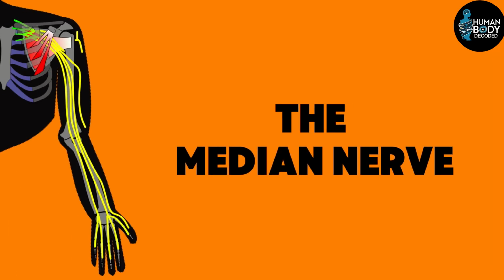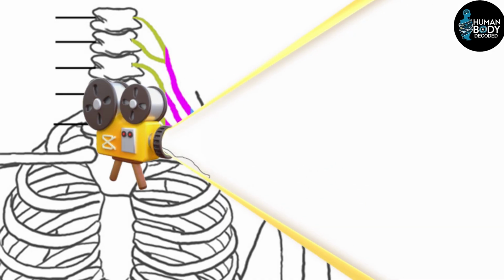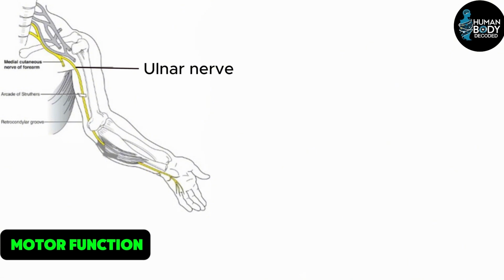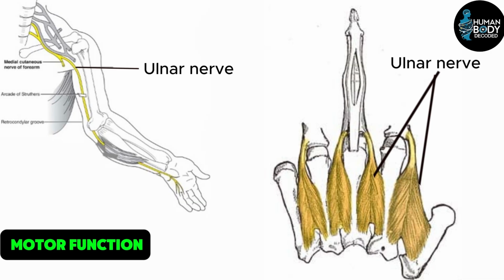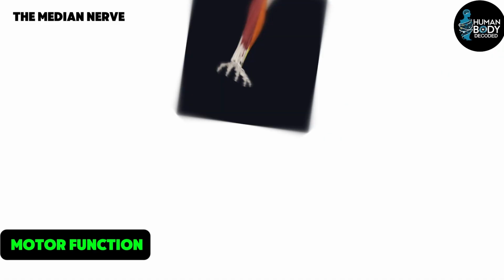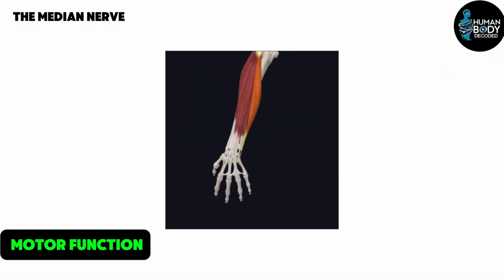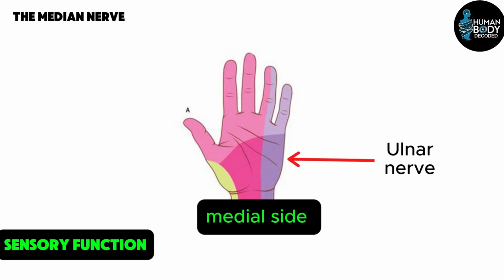5. The ulnar nerve. Origin: medial cord, C8, T1. Motor function. The ulnar nerve innervates the intrinsic muscles of the hand, responsible for fine motor control, like gripping and pinching. It also contributes to wrist flexion. Sensory function. The ulnar nerve provides sensation to the medial side of the hand, including the pinky and half of the ring finger.